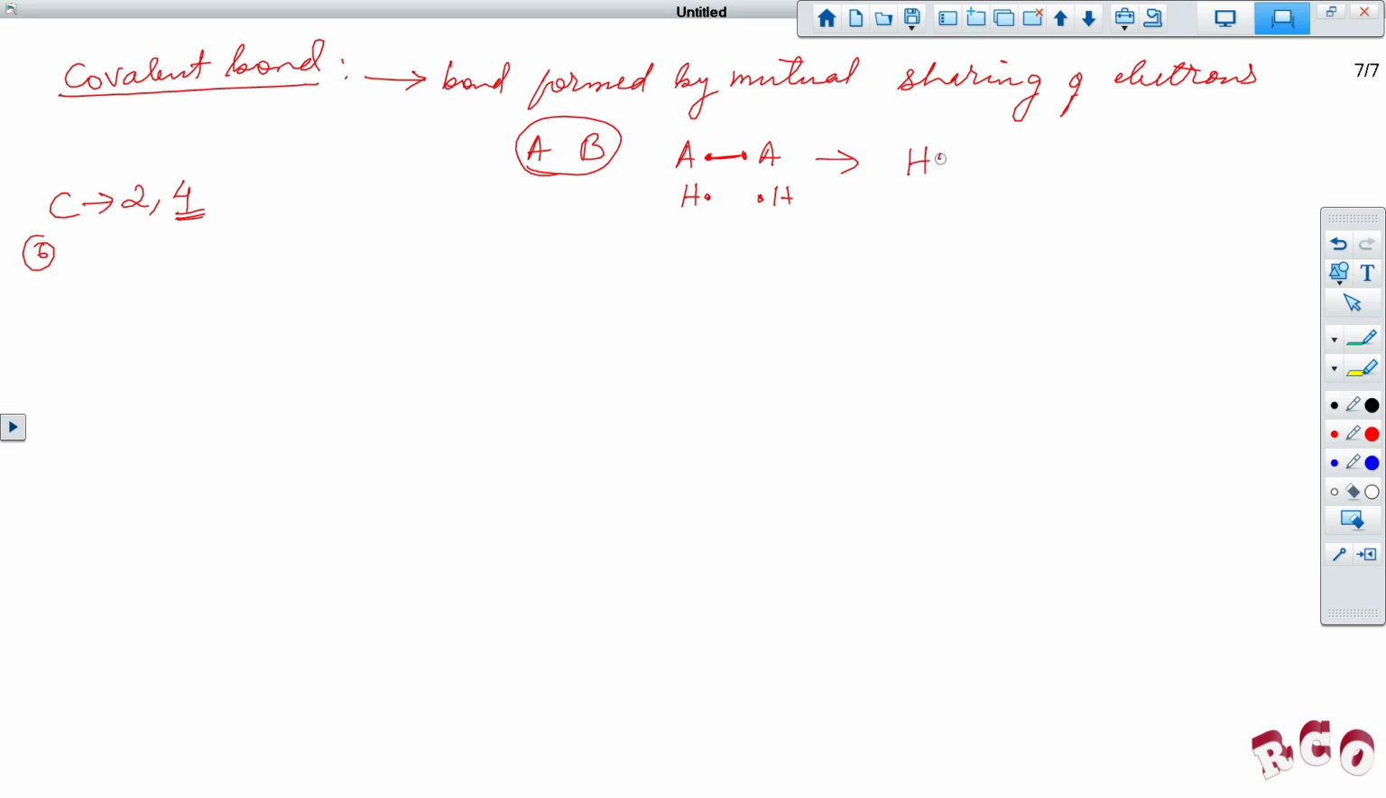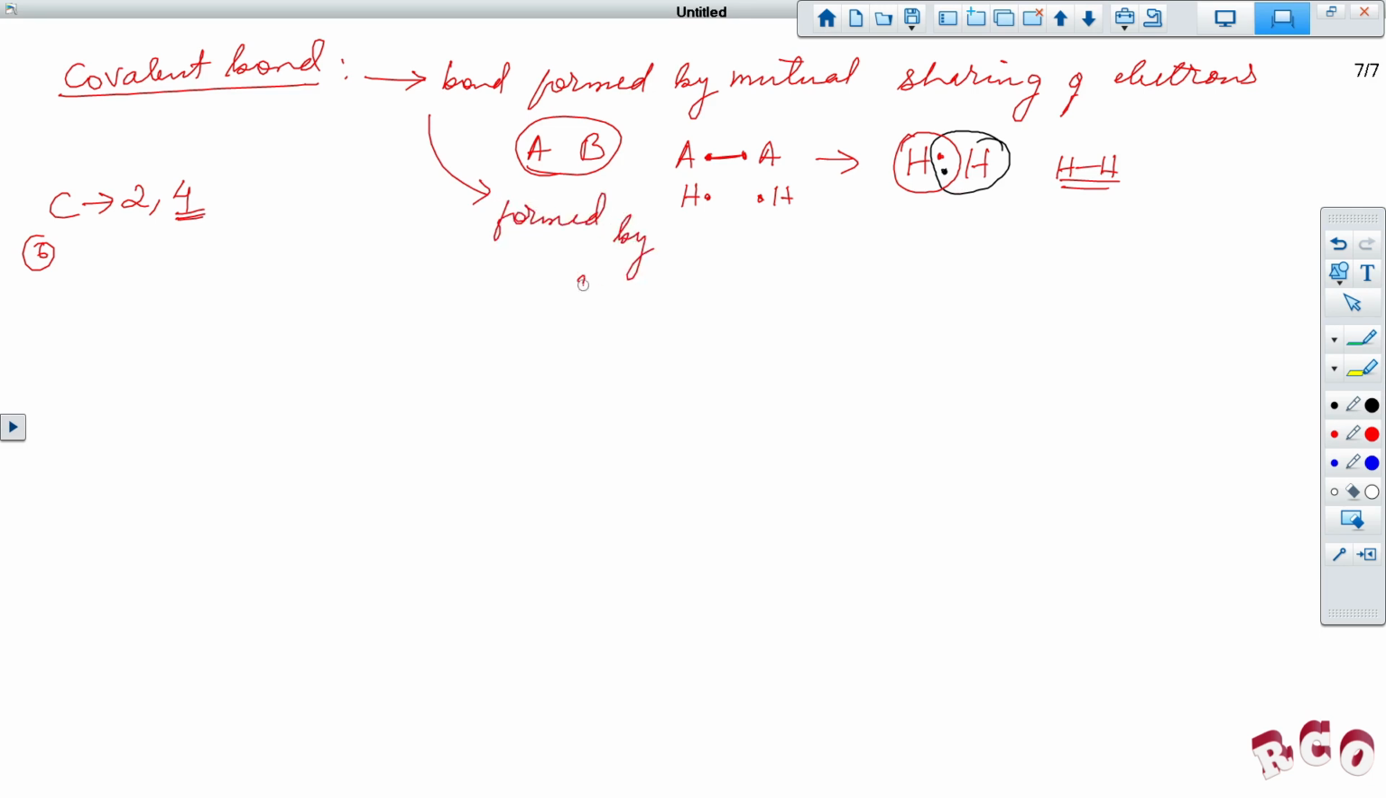So suppose this is hydrogen and then another hydrogen, each having one electron. This hydrogen is from this side and this hydrogen, the red one, is from the left side. Since they are sharing electrons, this has become a duplet and stable, and here also it has become a duplet, so it is also stable. So like this, sharing of electrons will be happening. Such a bond formed by sharing of electrons is called a covalent bond.